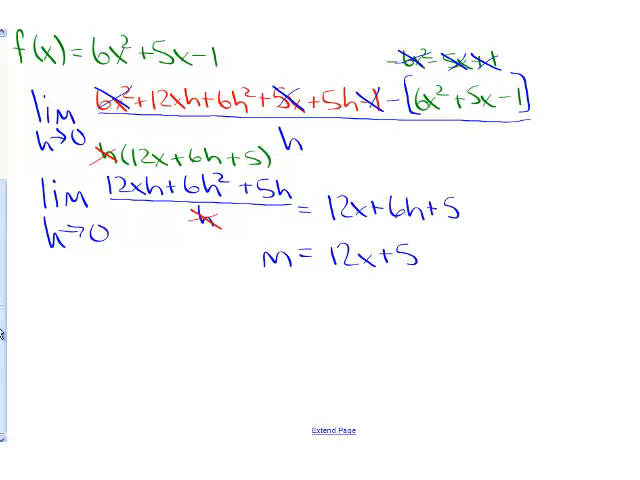When I look at this limit right here, and I factor out my h, and I can cancel them, I get 12x plus 6h plus 5. This h can become a 0, and that makes it go away. And that gives me 12x plus 5 for my slope. And I want my slope to equal 0. So if my slope is going to equal 0, then now I just solve for x.